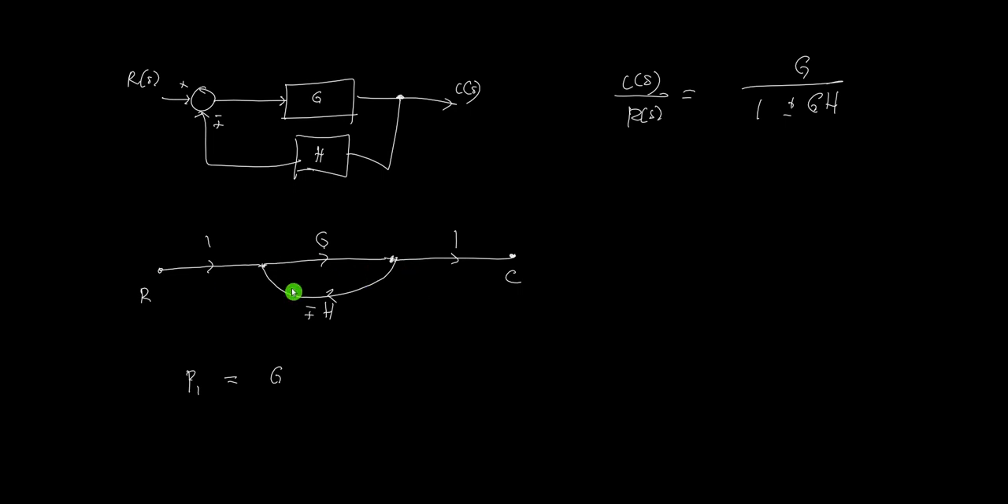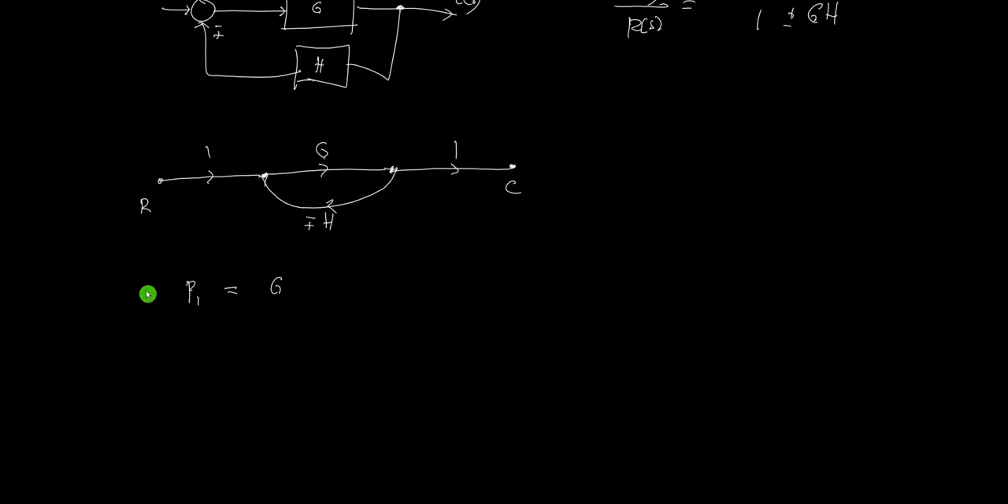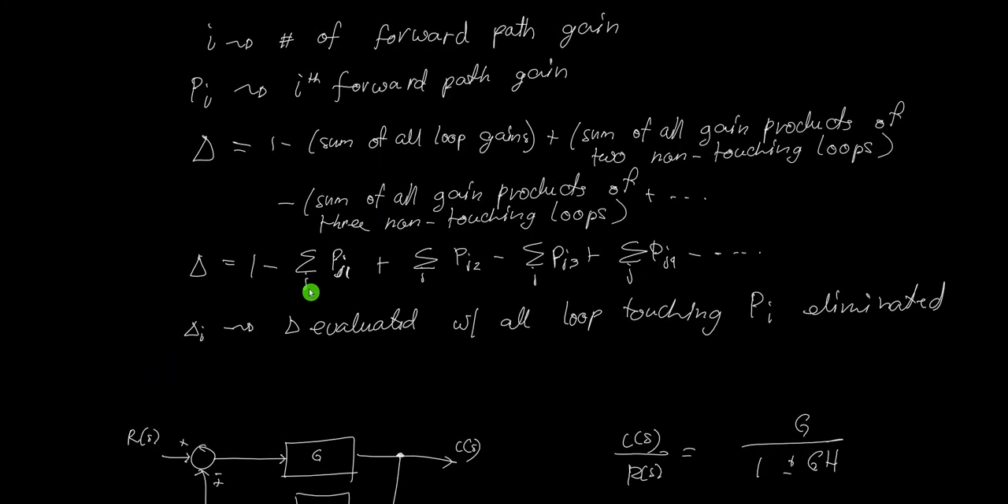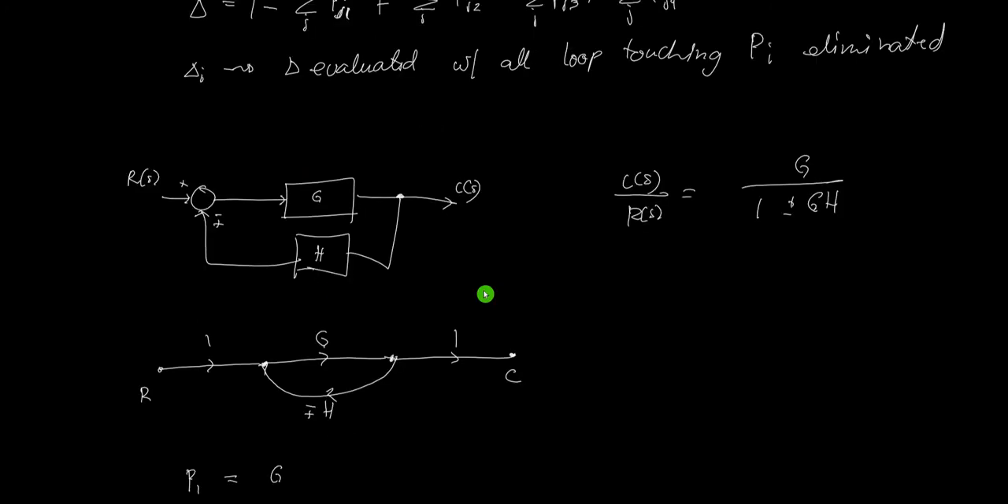But we have a loop here. We can consider this one as a loop because if we start here and we go in this path, then we end up with the same node. That's a loop. After solving the forward paths, we can now evaluate delta. Remember the formula for delta: 1 minus the summation of all loop gains. So we need to first evaluate the loop gains.